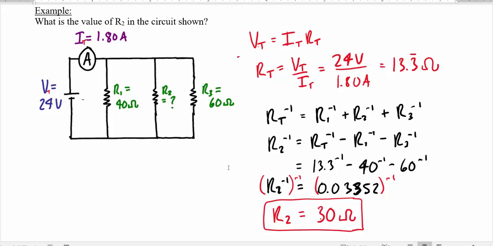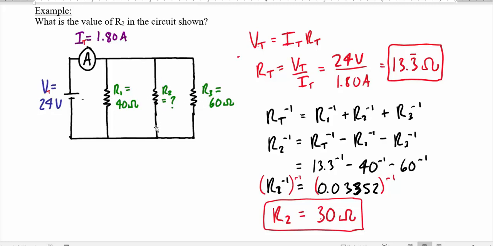30 seems like a reasonable number for a few reasons. For one thing, it's in the neighborhood of these other resistances, but that's not necessarily the only thing. One thing about this number is that it is bigger than the total resistance. Remember, my total resistance here was 13.3 ohms, and the R2 value is 30 ohms. As you add resistors in parallel, it reduces the overall resistance, so it gets smaller and smaller.